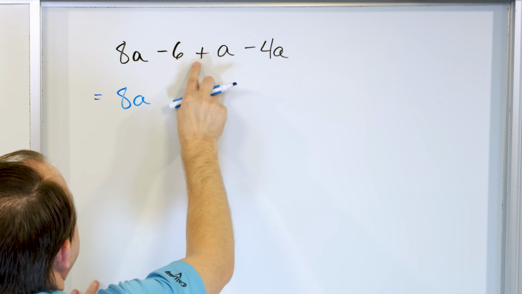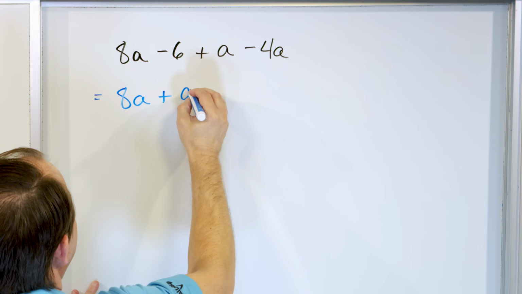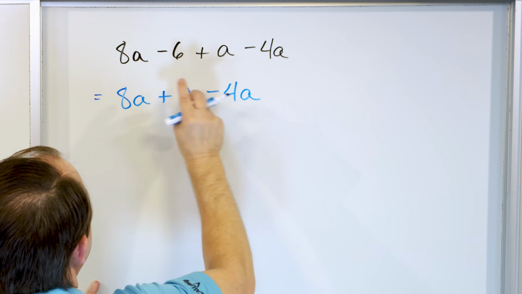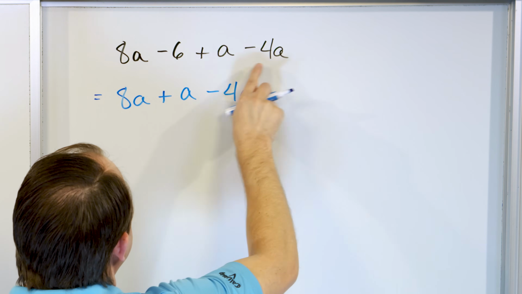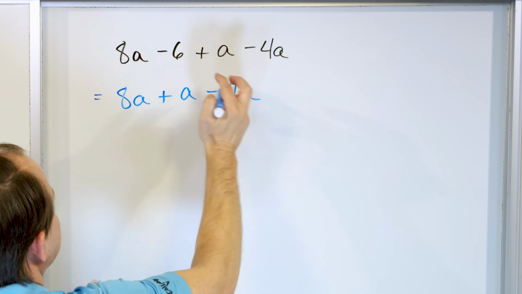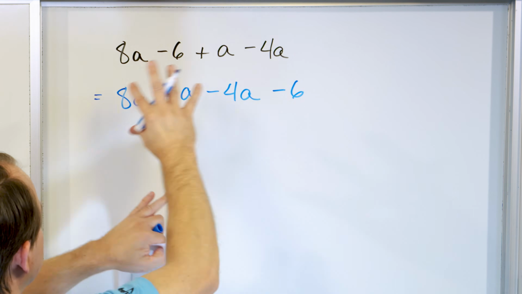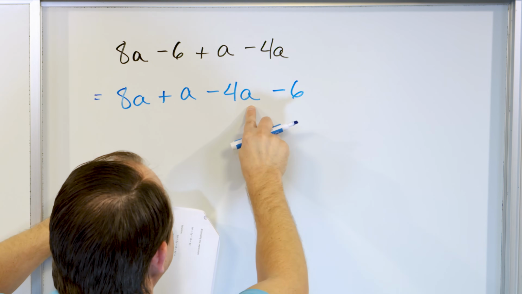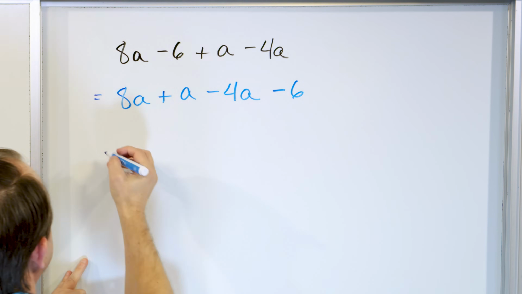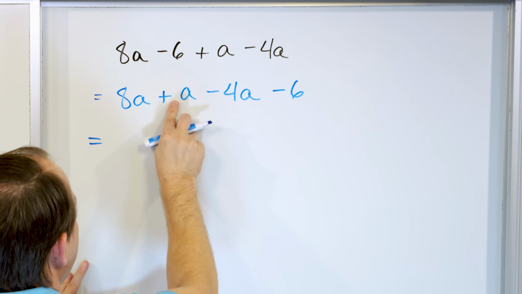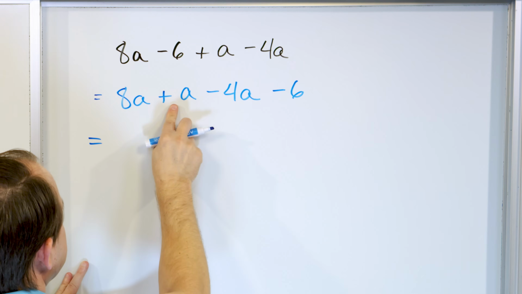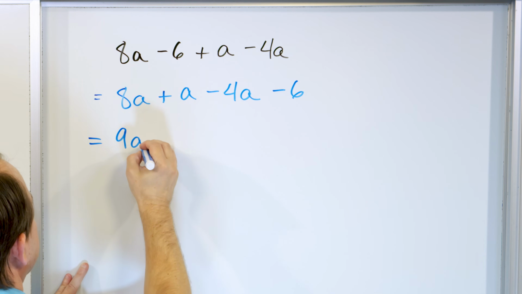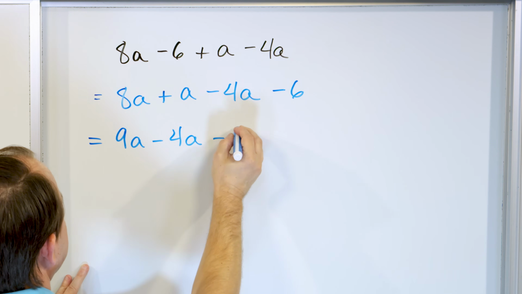We're going to move this to the end. We'll just move this next door, plus a, minus 4a. All I did was say this plus this minus this minus 6, because the minus goes with it. I'm going to move it to the end. I can rearrange my terms and put all my like terms together. This one I'm going to put at the end. Now, what is 8 plus 1? Because there's an invisible 1 here. That's 9. So I can write this as 9a minus 4a minus 6.